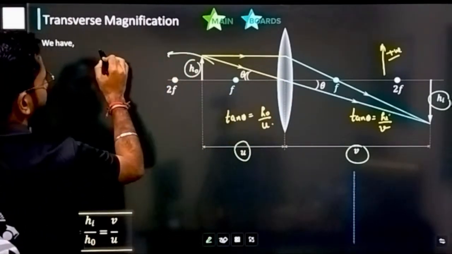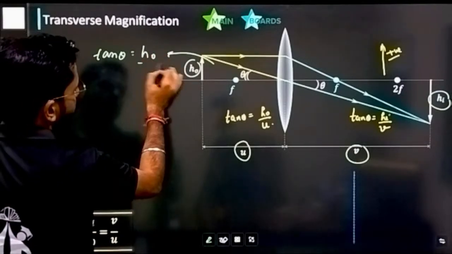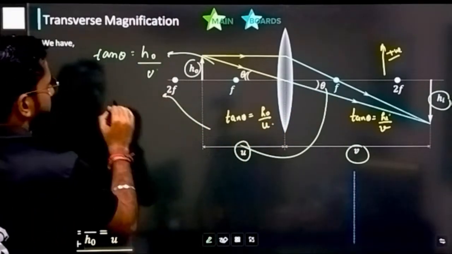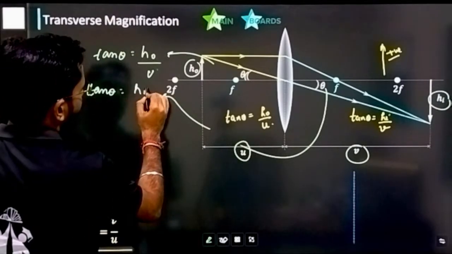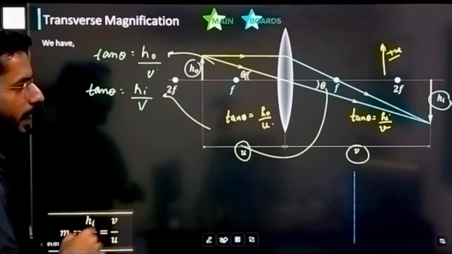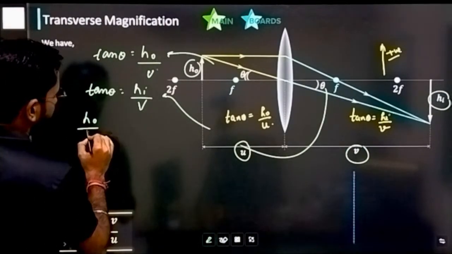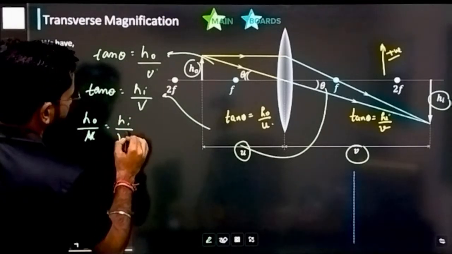In this first triangle, tan of theta is equal to h0 divided by u. And in the second triangle, tan of theta is equal to the height of the image divided by v, hi divided by v. So I can write h0 by u is equal to hi divided by v.